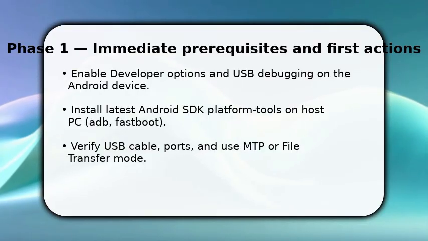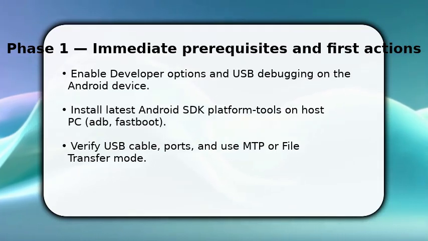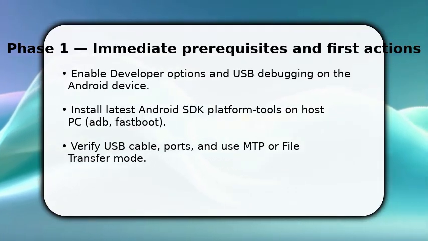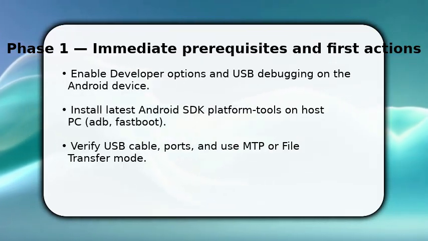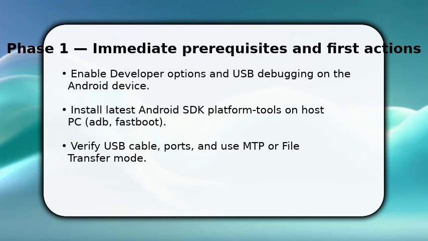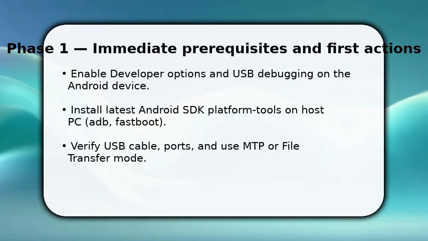You start by preparing both the phone and the host. Enable developer options and USB debugging, then connect with a known good cable. Make sure the device is in MTP or file transfer mode. On the computer, install or update Android SDK platform tools so ADB is current.